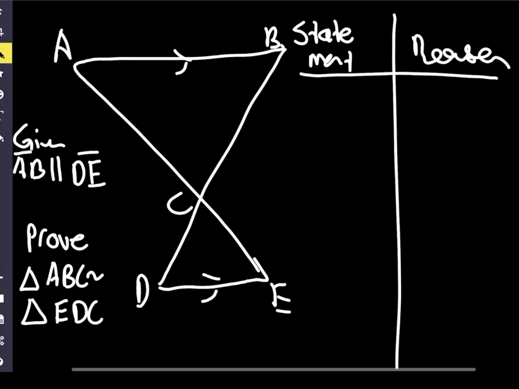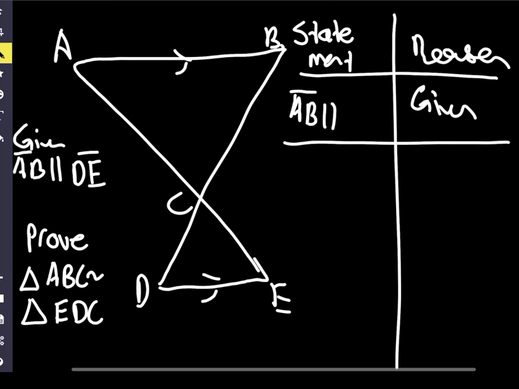So, given that AB is parallel to DE, how can you prove that triangle ABC is similar to triangle EDC? First thing you always want to do when you're writing a two-column proof is write out your given statement. And you're given that AB is parallel to DE. Now what? What do we know about parallel lines and transversals?